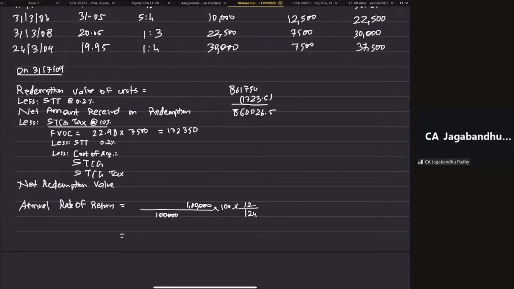On that you're going to pay STT of 0.2%, which is 344.70. And then cost of acquisition is going to be 7,500 into 19.95, which is 1,49,625.